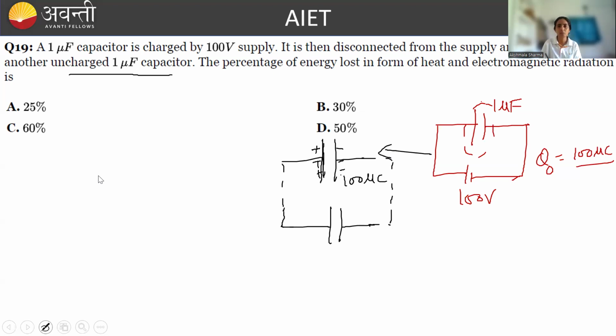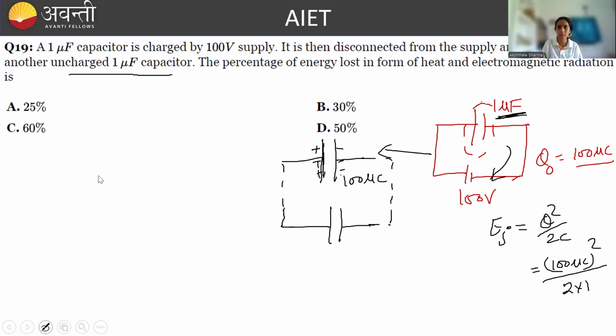That is the question. So initially, when the 1 microfarad capacitor was connected to the battery and at the moment it is disconnected, what is the energy on the 1 microfarad capacitor? What is the initial energy? You can write that as Q square by 2C. So Q square means 100 microcoulomb squared divided by 2 into 1 microfarad. Like that we can write, right?